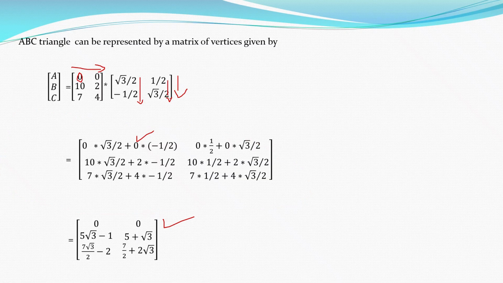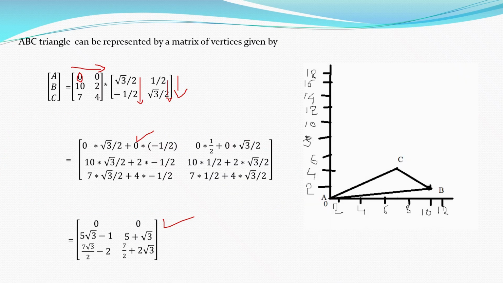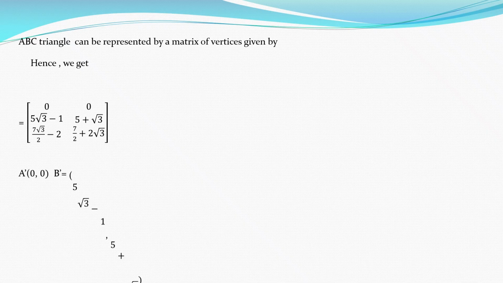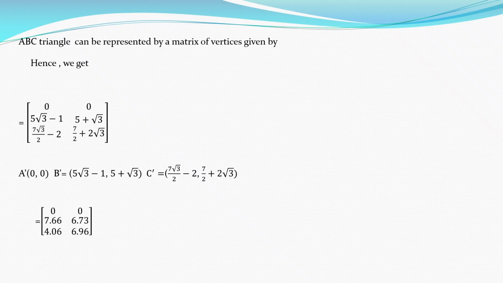So now this is the given one, right? After getting this value, however, using this we can't make the graph, right? So for that we again convert to digital values in the form of decimal fractions. For this we get 0 0 for A, for B it is 7.66, 6.73, and for C 4.06 and 6.96.